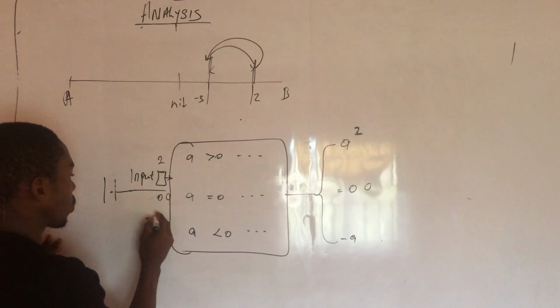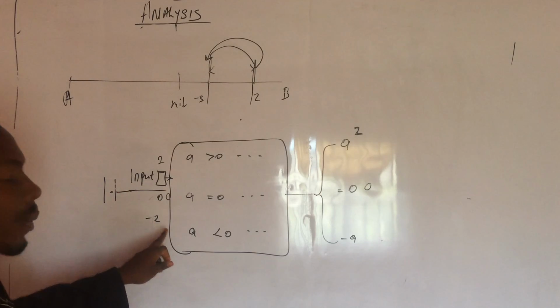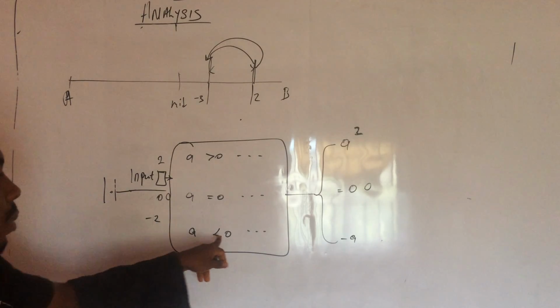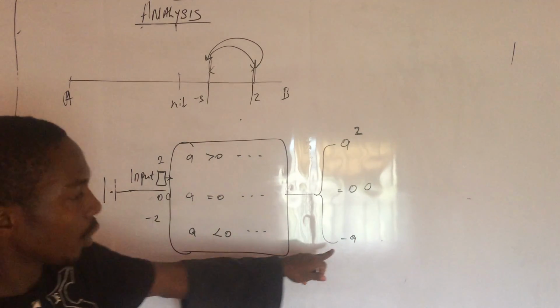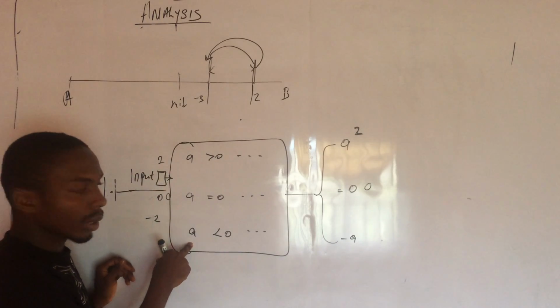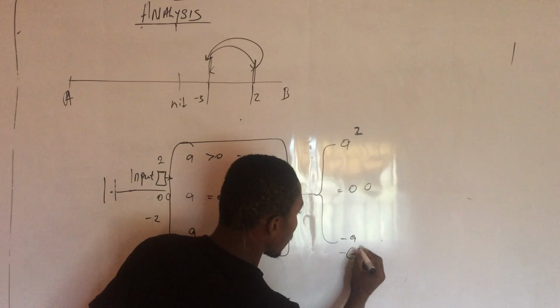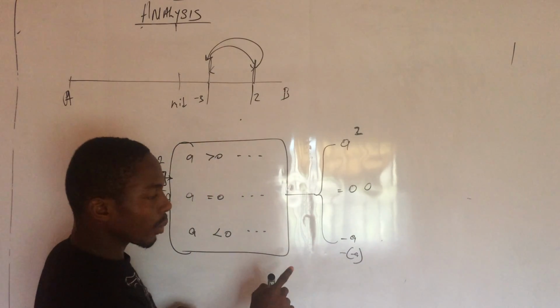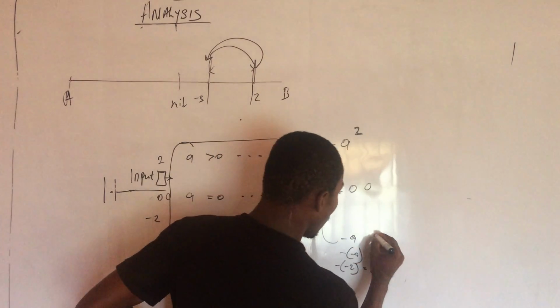Now, let's try and put minus 2. So what does our absolute value function say? It says, when the number is less than 0, your outcome is minus A. And mind you, your A is already minus 2. So it will come here and say, since it's minus 2, it's minus A. So it's minus into minus 2 to give you 2. So your answer is 2.